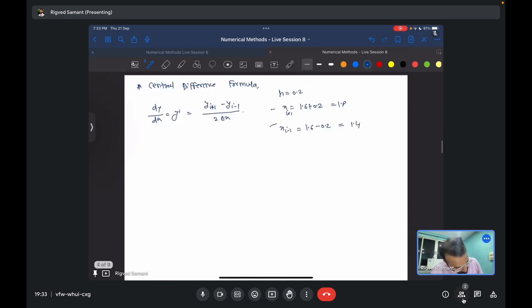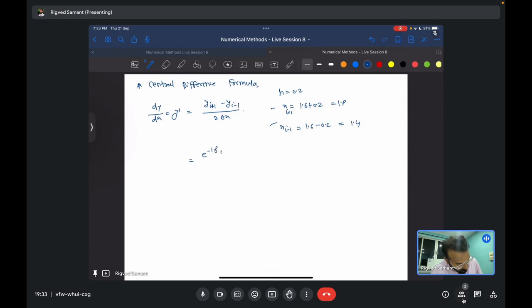So that would be e raised to minus 1.8 sin 0.9 minus e raised to minus 1.4 sin 0.7, divided by 2 into delta x, that is 0.2. So if you use this equation, we'll get the value as y dash is equal to minus 0.0734.